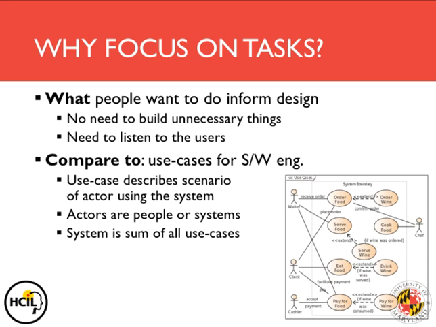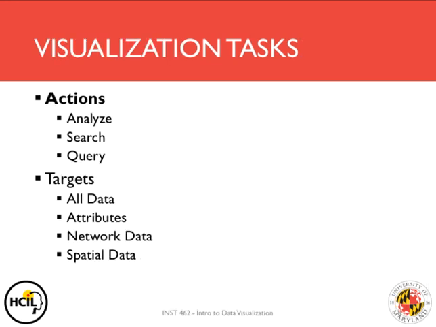So here we're focusing on visualization in particular. What are the tasks that people want to do in visualization? We have actions, which you saw in our outline from the book. The main actions that people want to do are analyze things, search for things, and query things. That is performed on a whole bunch of different targets. So we may want to analyze all the data or analyze just the attributes. We may want to analyze network data in particular. We may want to query network data. And so you can put these two things together to come up with a task for a particular visualization application. What we're going to do in the rest of the lecture is focus specifically on the actions of analyze, search, and query and what that means.